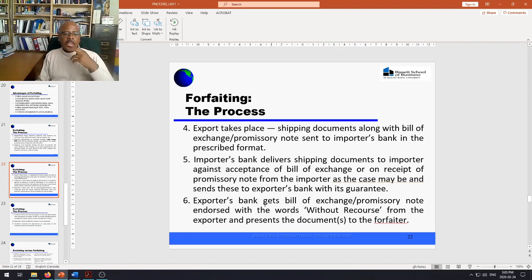So the exporter gets the bill of exchange, which is stamped with acceptance, gets the promissory note as well, and it's endorsed with the words "without recourse." By this, we mean that if the importer doesn't make good on this, if the importer defaults on it, then the exporter has nothing to do with it. So all forfeiting, shall we say, is done without recourse. And they give this to the exporter, and the exporter presents the documents to the forfeiter.